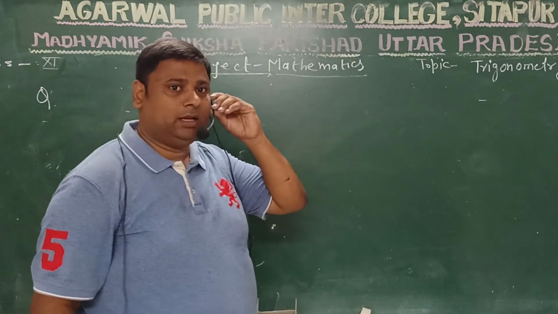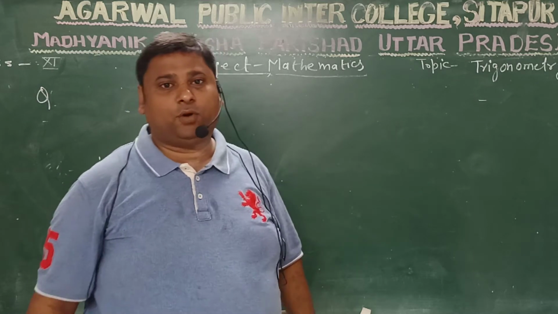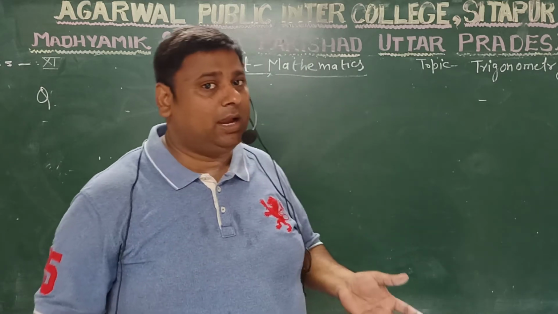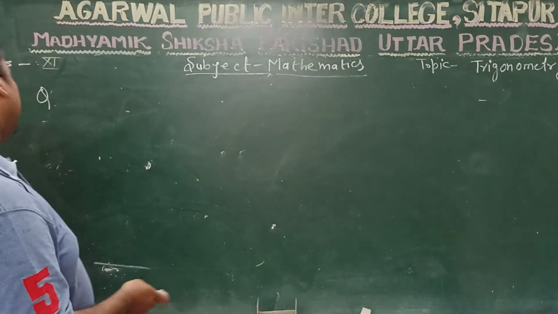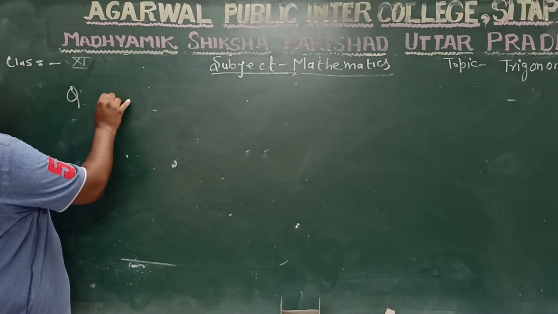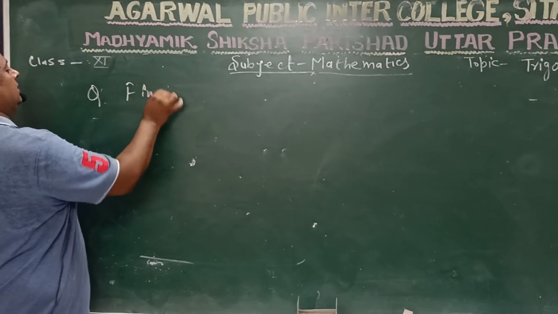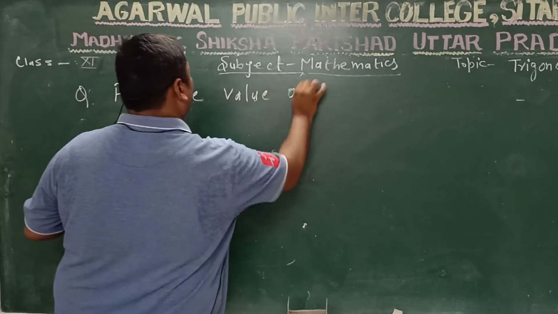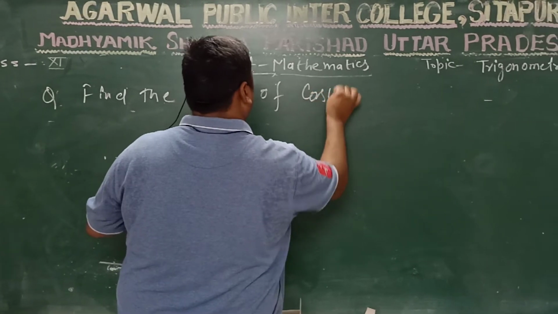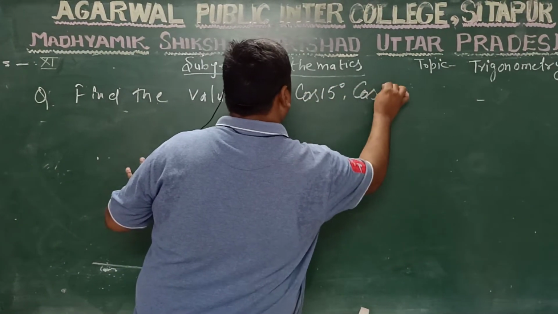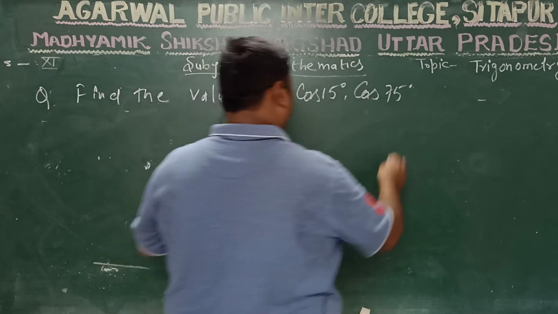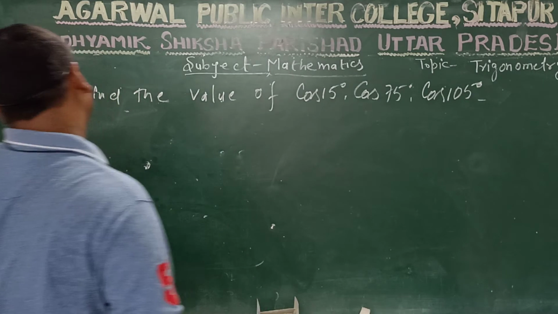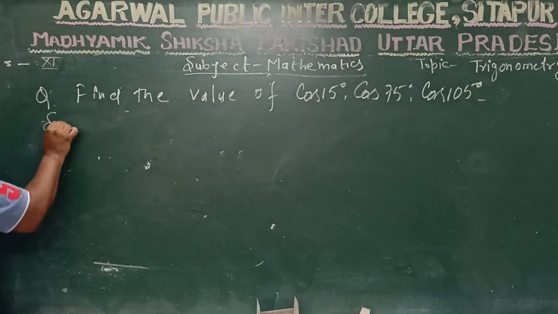And now we are using the formula of cos A. How do we use the cos A plus B and cos A minus B formulas? Okay, my dear students, find the value of cos 15 degree, cos 75 degree, cos 105 degree. Okay, solution.